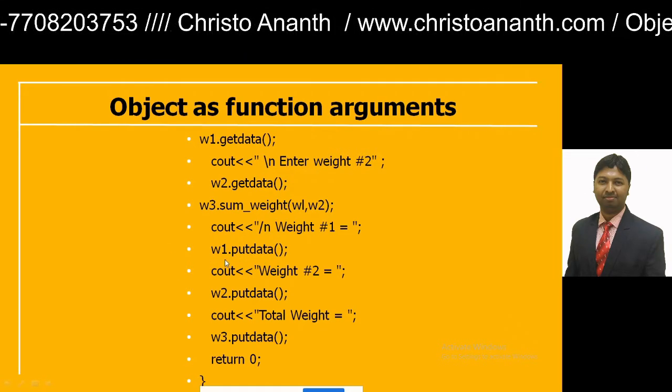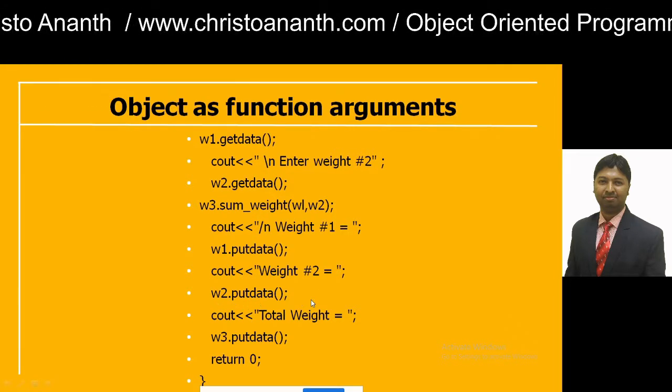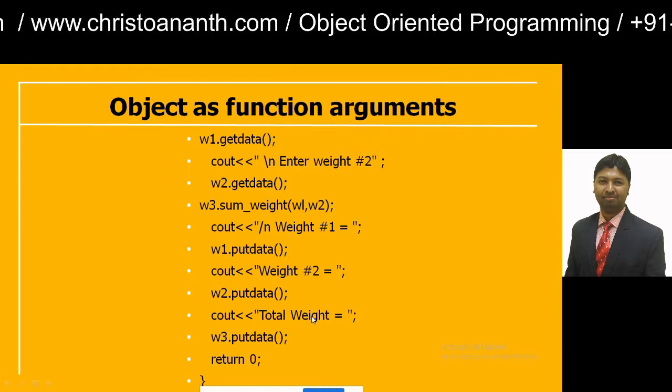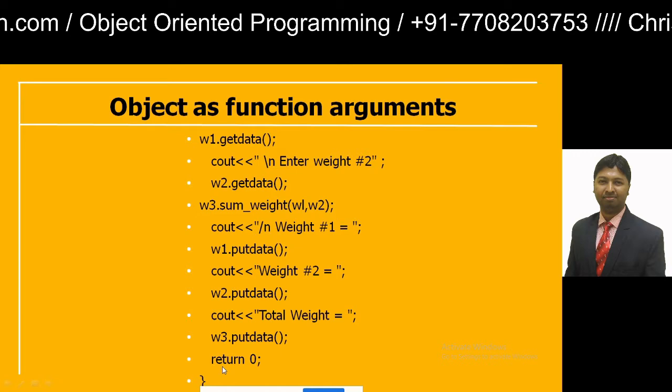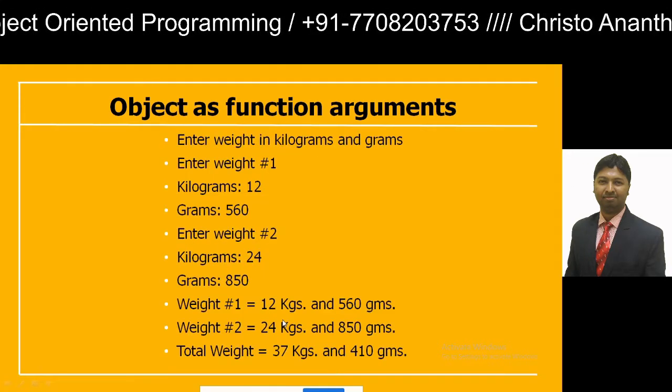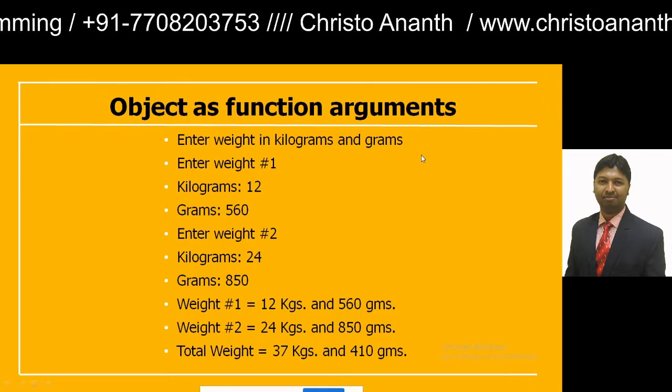so w1.put_data, and cout weight #2, w2.put_data, and finally cout 'Total weight equal to', so it is w3.put_data, and then return 0. So whenever we go for the output, it asks 'Enter weight in kilogram and gram'.